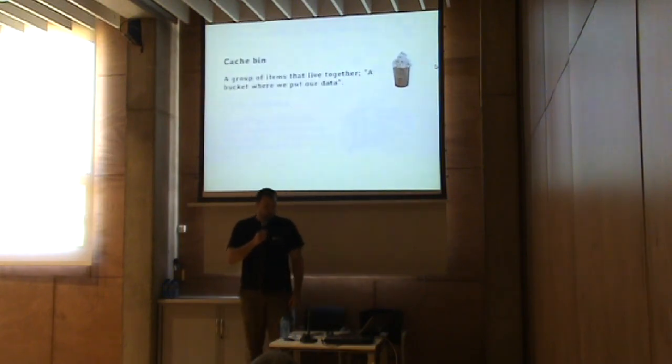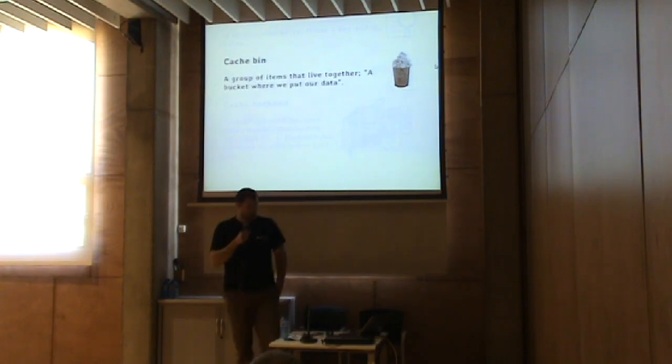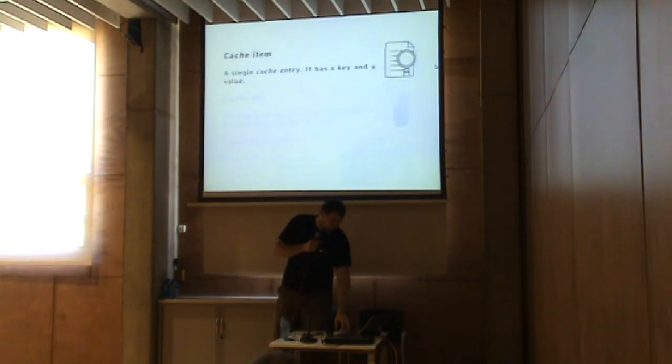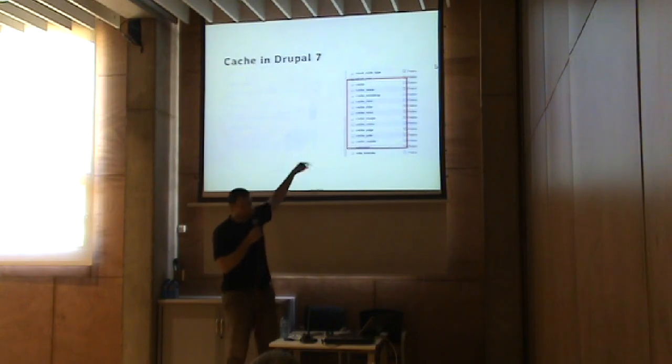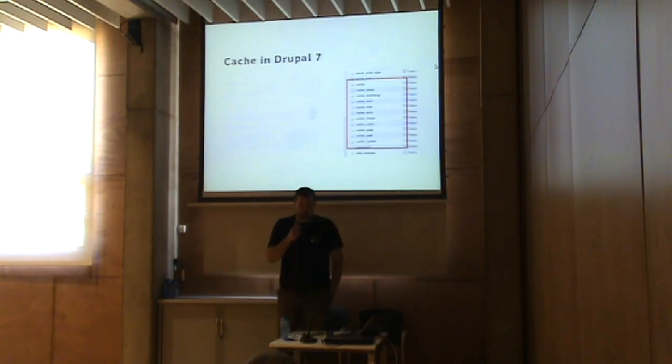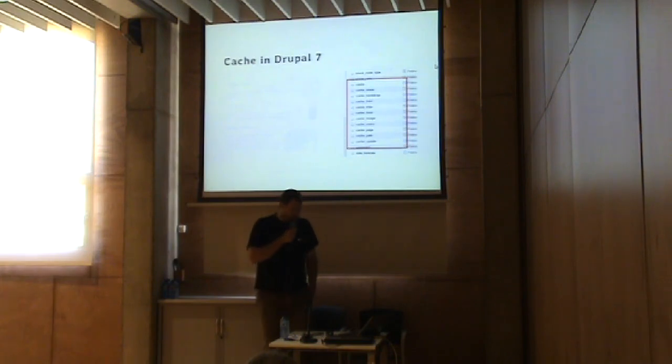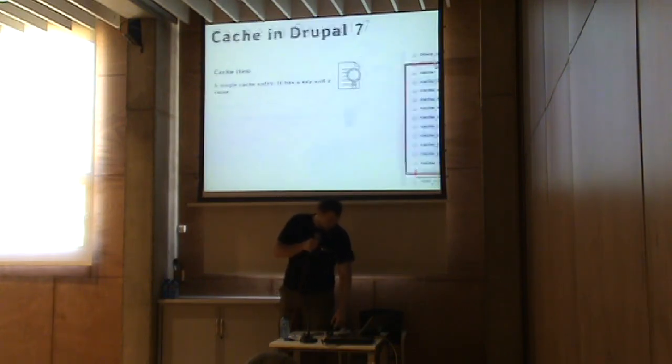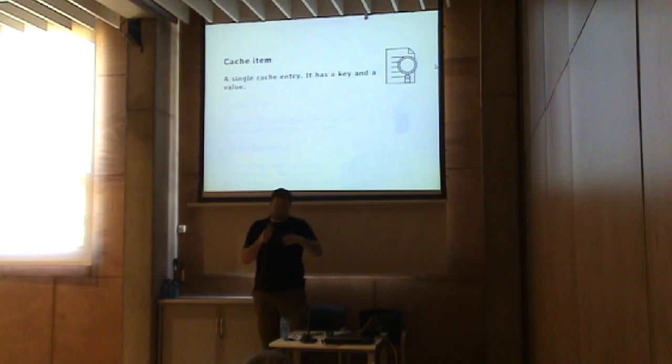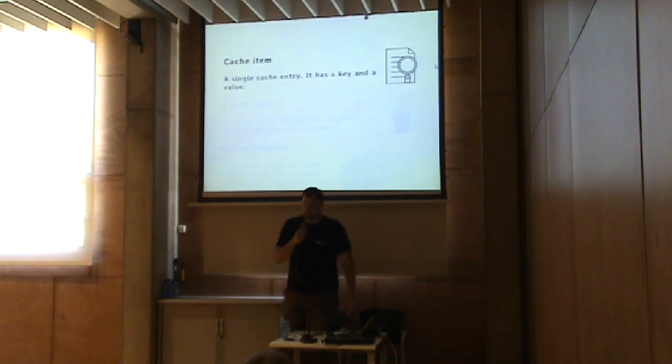You can decide for every cache item in which cache bin you want to store it. As I have shown before, these tables in Drupal's database are cache bins that are there by default. Your module or any other module can define its own bins, like Views does, and then you can store things in your bin or in some default bin which is provided by core.